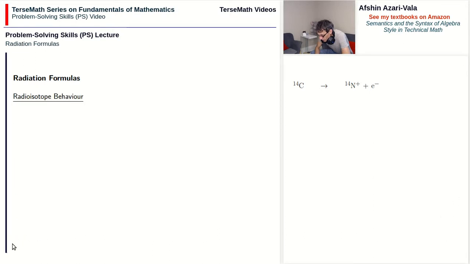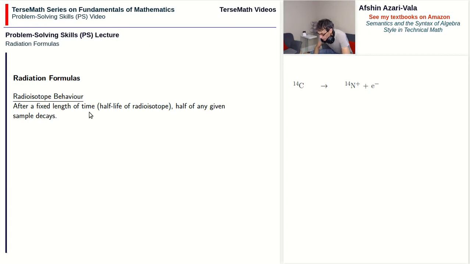Now, as far as the behavior of radioisotopes goes, after a fixed length of time, which we refer to as the half-life of a radioisotope, half of any given sample decays. The particular length of time depends on the particular radioisotope. For some, it may be a fraction of a second. For others, it may be a few seconds, or a few minutes, or maybe a few hours, days, years, or even thousands or millions of years. So there is a wide range of time scales.